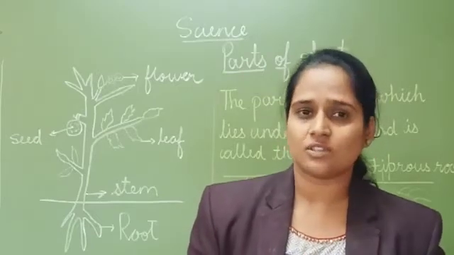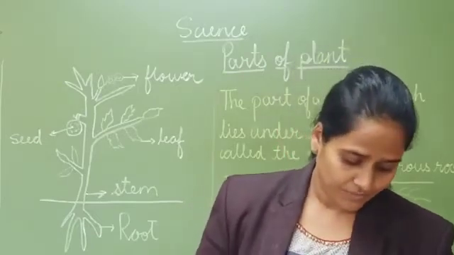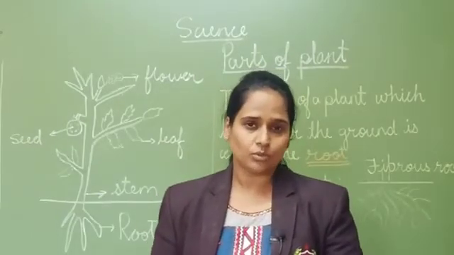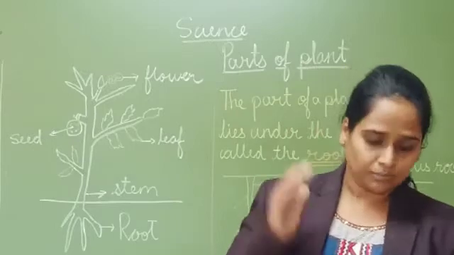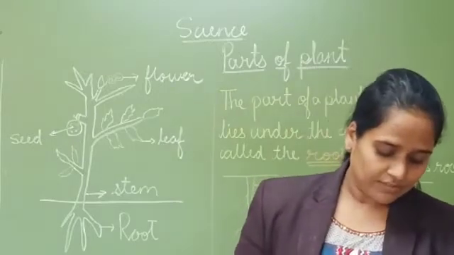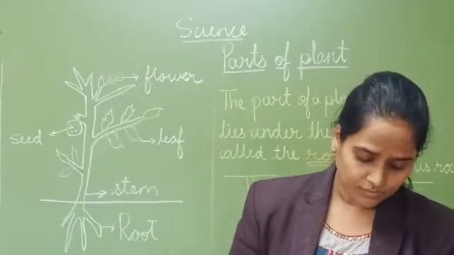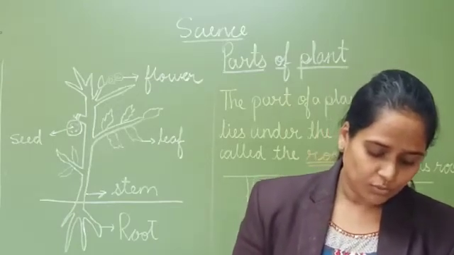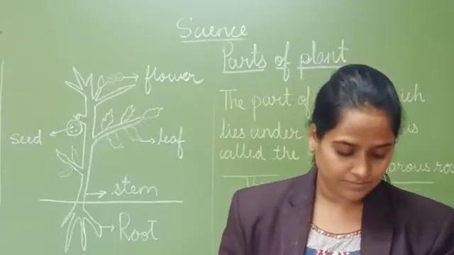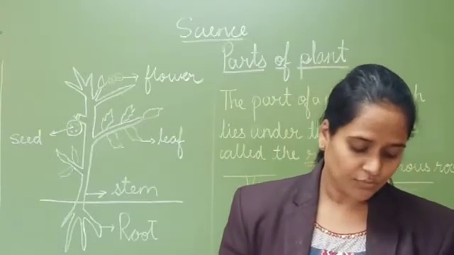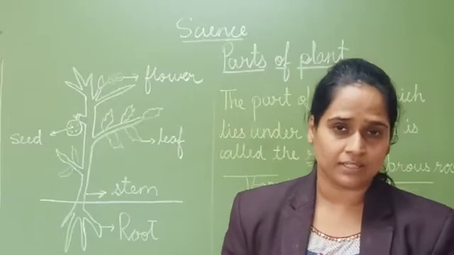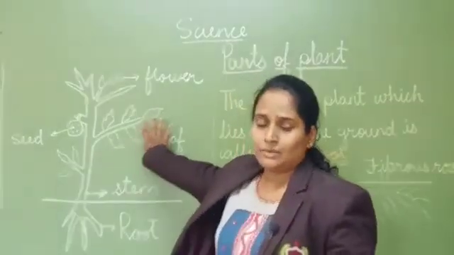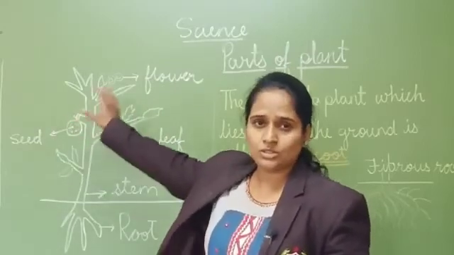And what are the functions of the stem that we will learn? Stem holds the plant upright above the ground. What does the stem do? It holds the plant upright. The stem bears leaves, buds, flowers and fruit. It carries nutrients and water from the root to all the parts of the plant. It also takes food made by the leaves to other parts. Whatever food is made by the plant, by the leaves, it passes to the other parts.